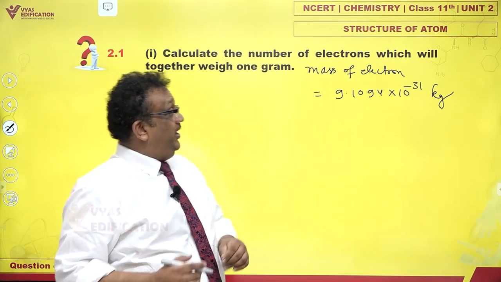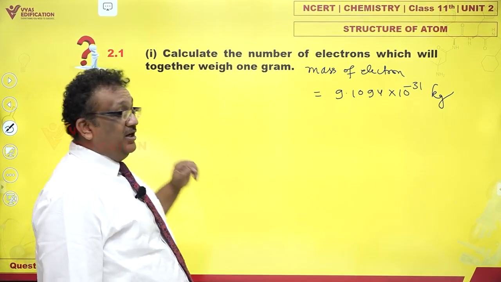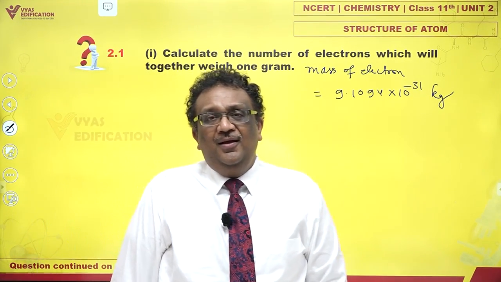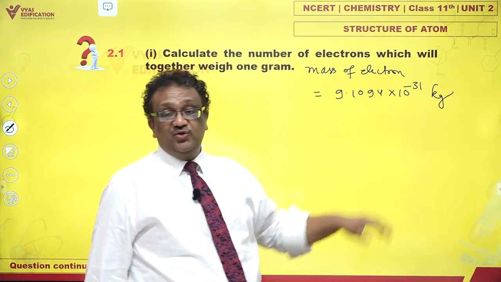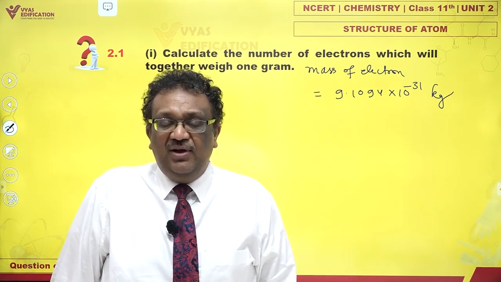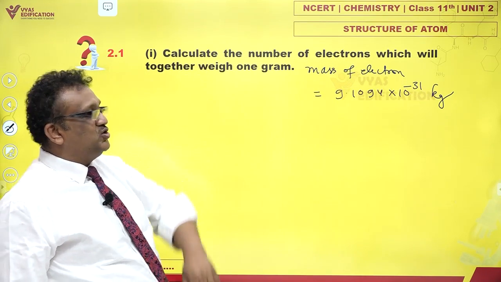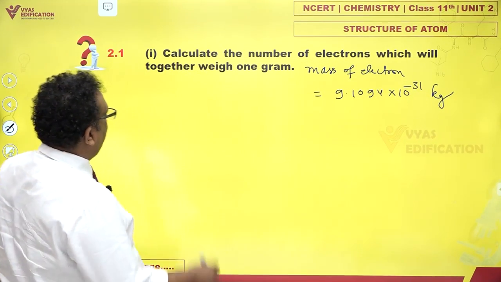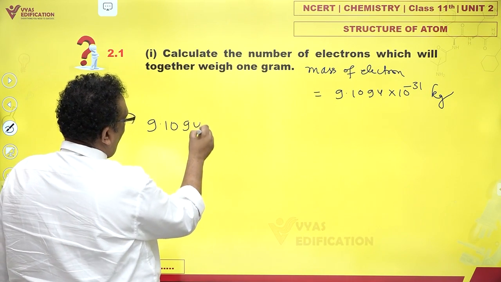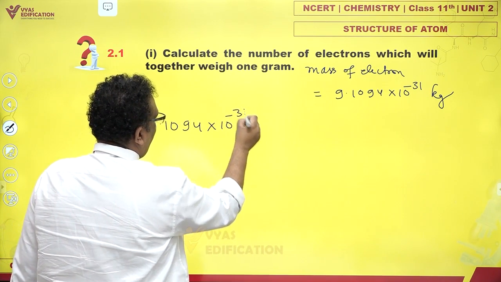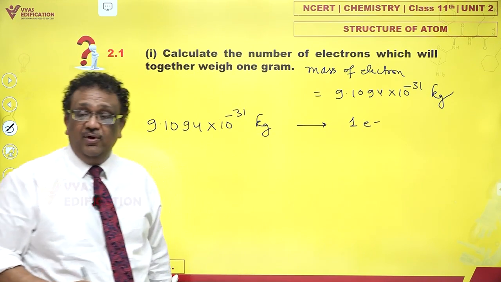Let's begin. Calculate the number of electrons which will together weigh 1 gram. Now, in this question, please remember that it is assumed that you are aware of the mass of an electron. It is regarded as standard data and you are just supposed to take it. So what would I say? I would say that 9.1094 into 10 raised to minus 31 kilogram is the mass of 1 electron, right?